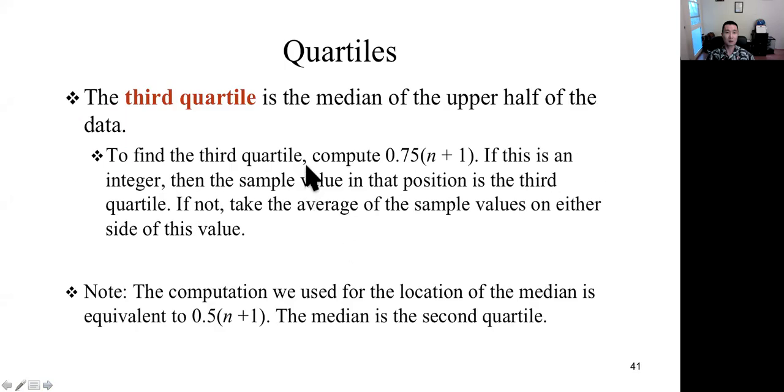The third quartile is the median of the upper half of the data. Similarly, to find the third quartile, we calculate 0.75 times (n plus 1). Again, if it's an integer, then the sample value in that position is the third quartile. If not, we take the average on either side of this value. The median is equivalent to 0.5 times (n plus 1), so the median is actually the second quartile.